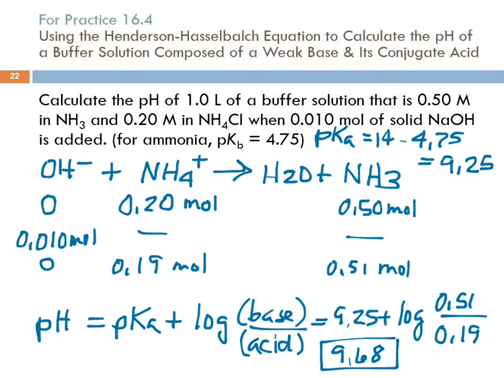Did it change in the correct direction? We added sodium hydroxide. We expect the pH to go up. Do we know what the original pH was? Not exactly, do we? Because these concentrations are not the same. Could we calculate the original pH? Sure we could. It would be 9.25 plus the log of 0.5 over 0.2, which is 9.65. So it did go in the right direction, just a tiny bit. Any questions?